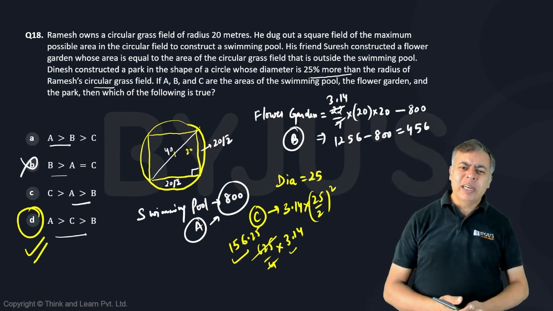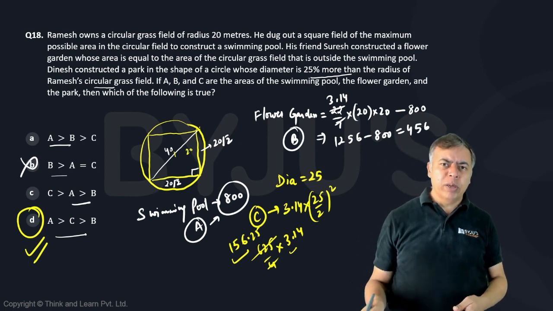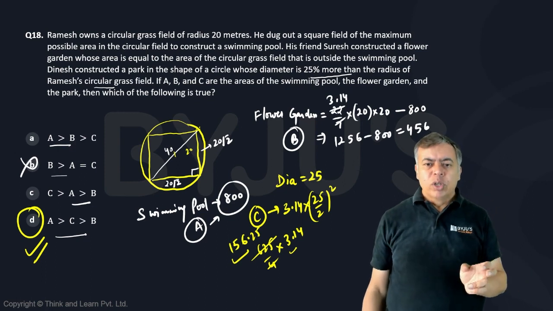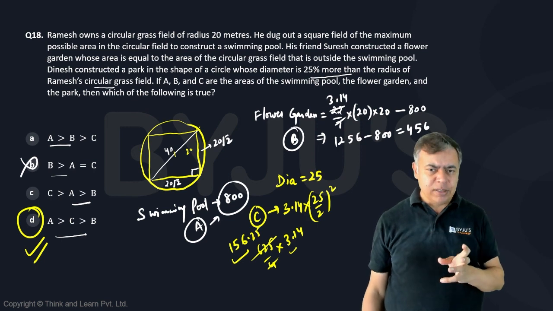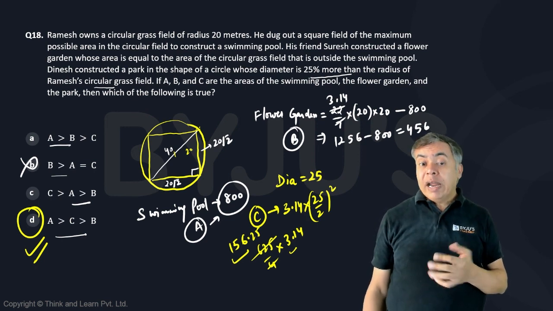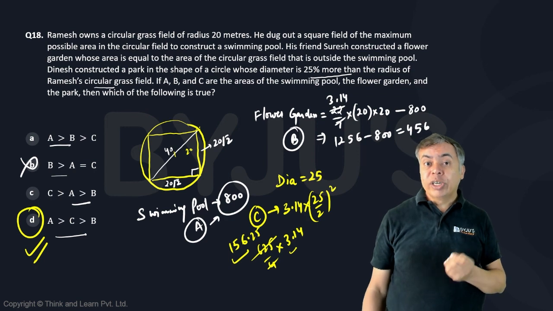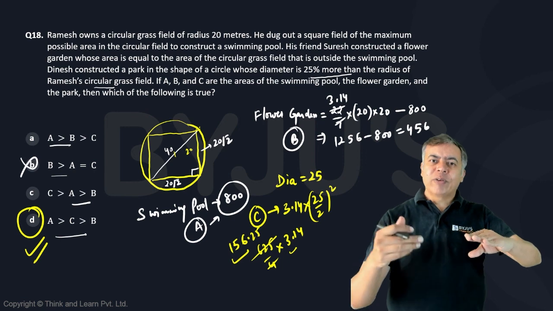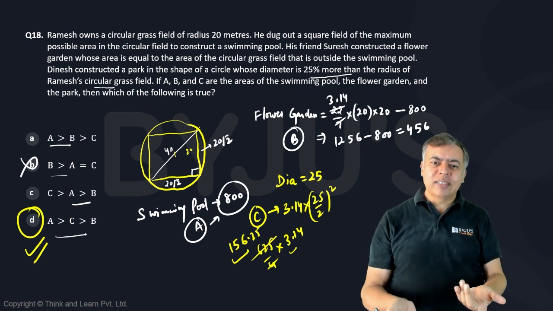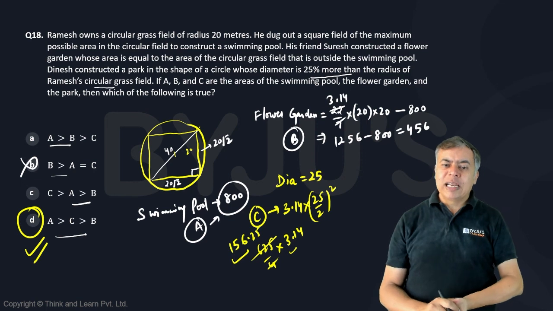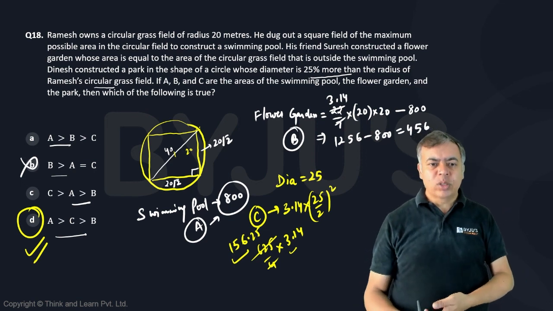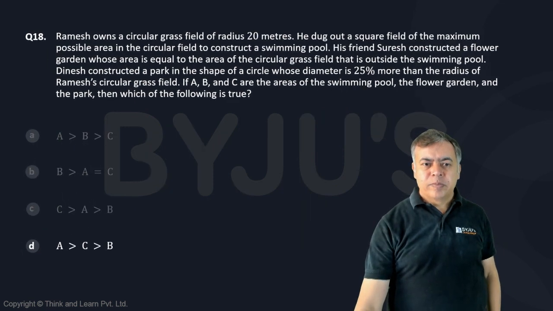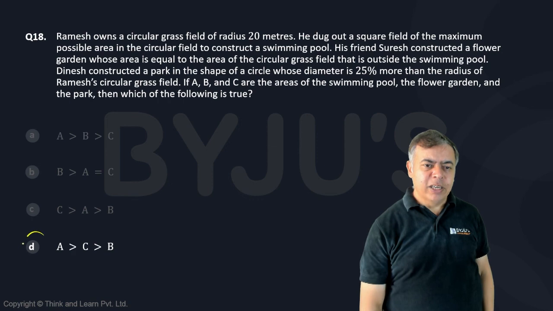No need to multiply this, because for 156.25 into 3.14, I know even if you do 150 into 3, it is 450. So it is definitely going to be more than 456. But for 800, just think that 160 into 5 is 800, and 156 is less than 160, 3.14 is less than 5, so the product is definitely less than 800. So it is less than A but more than B. So A greater than C greater than B. Okay, yes, D option is the correct answer.